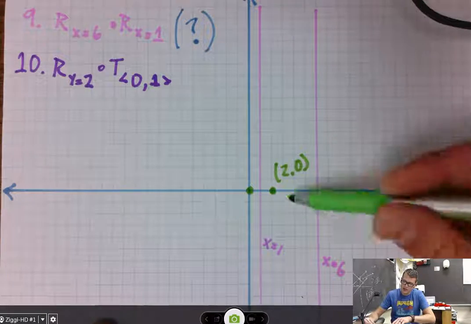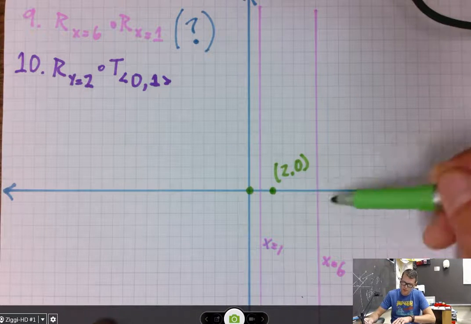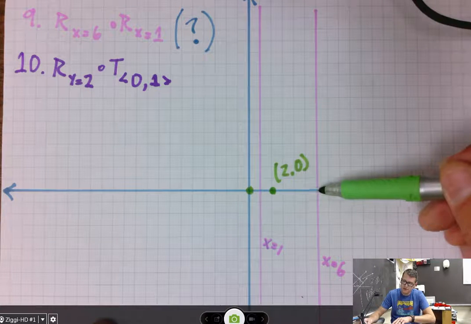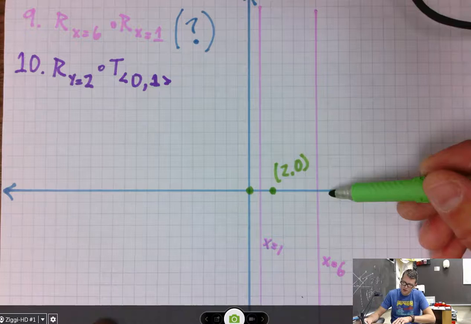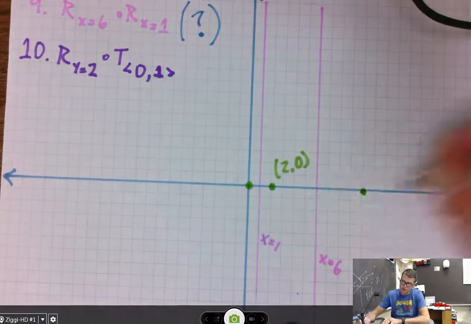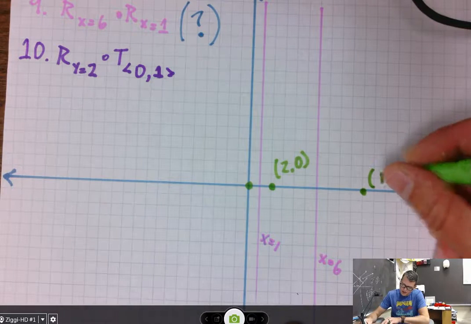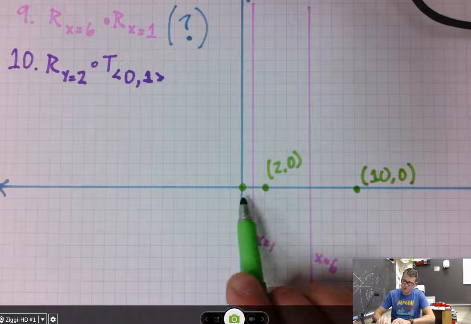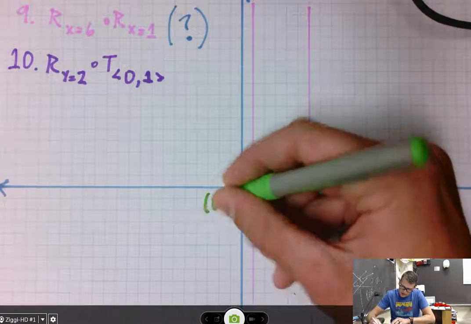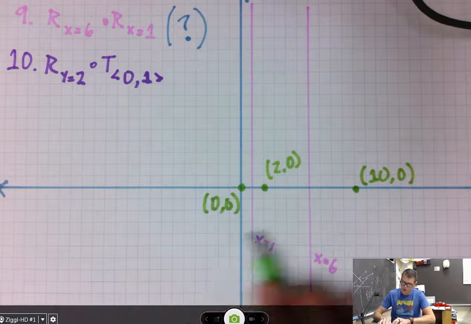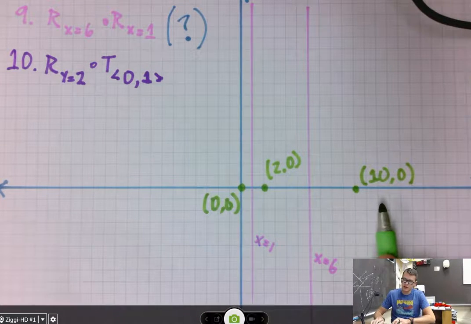But then I have to reflect that point across the line x equals 6. So we count up, there are 1, 2, 3, 4 spaces between there. So I go another 1, 2, 3, 4 spaces out here. And since we know that was 6, this is now going to be at the point 10, 0. So the question would be, to get from the original origin point of 0, 0, what would take us to this point out here? Now there are a few different options for how we're going to write this.